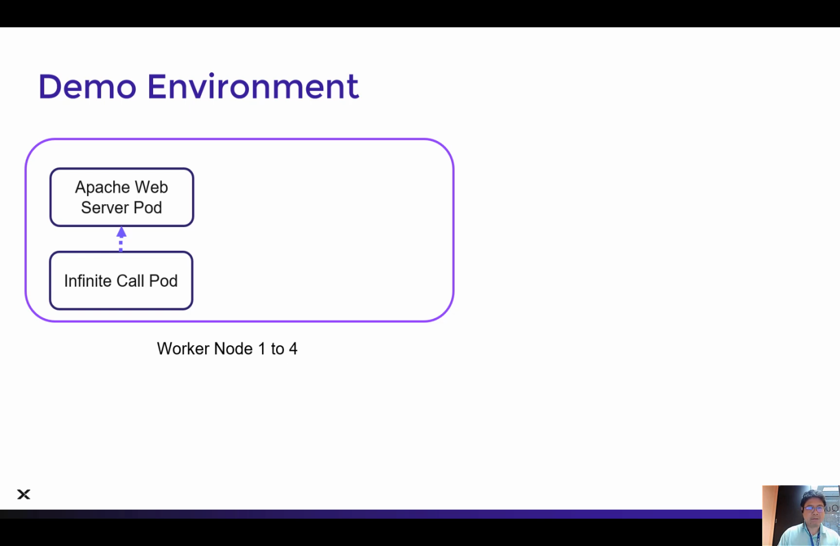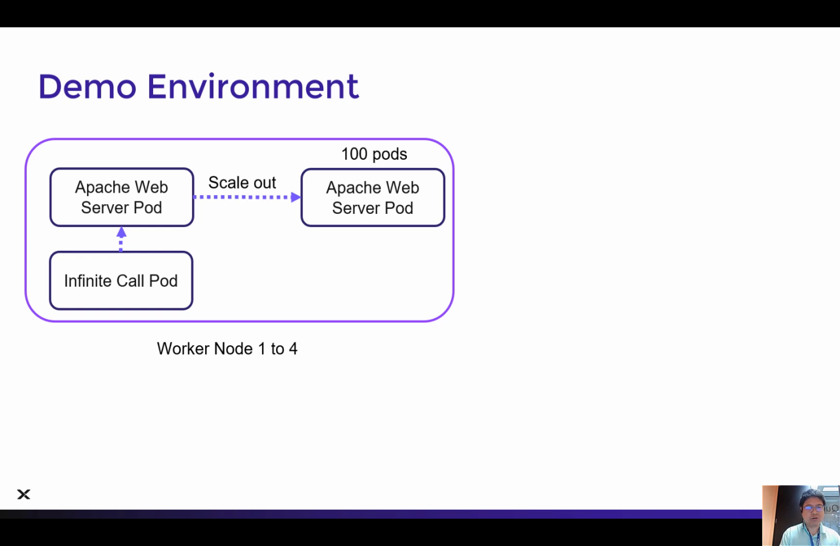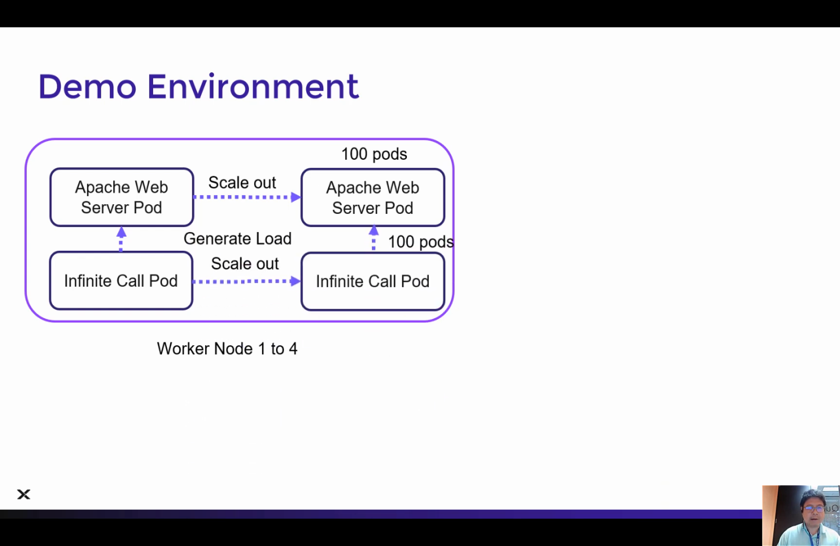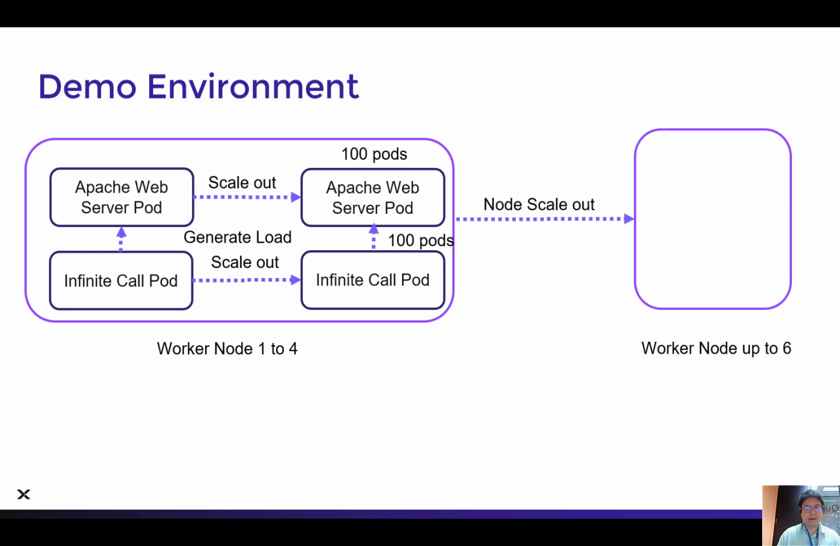During the scale up, I will scale out the Apache web server pods to 100. And I will also generate 100 pods to exert load onto the Apache web server. Subsequently, the cluster autoscaler will notice that I am running out of resources and will do a node scale out. I have defined a maximum of autoscaling out to 6 worker nodes. Let's take a look at the demo environment.